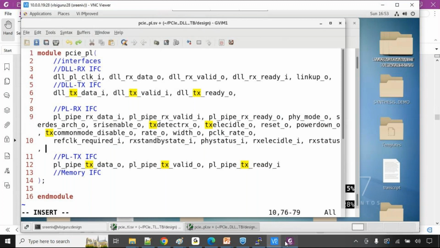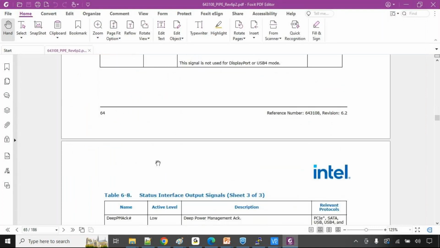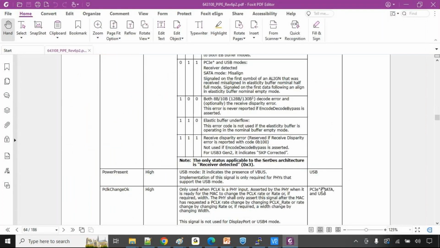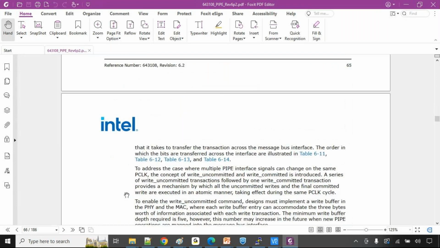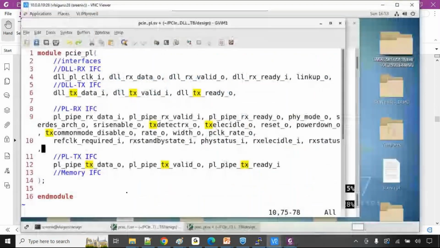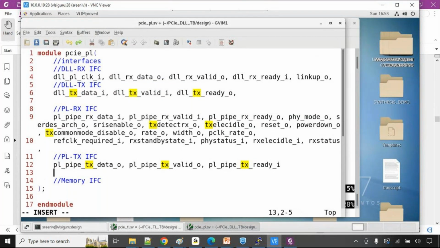Then what else is there? Power present is only for USB, P clock change, okay. So all these things, I think, kind of complete all the signals. I may have missed one or two signals. This is how you list down all the things and come up with the interface definition. Now whether memory interface is required or not, we'll decide later. If required, we'll add it. As of now, not required.